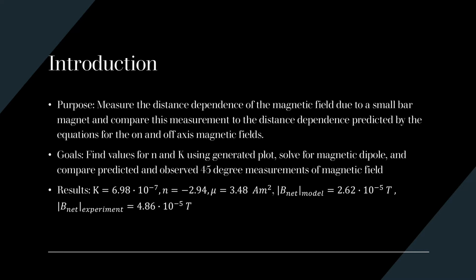My results were that K was equal to 6.98 times 10 to the negative 7th, N was equal to negative 2.94, the magnetic dipole was equal to 3.48. The model predicted that my 45-degree magnetic field would be 2.62 times 10 to the negative 5th teslas, and the experiment showed that it was equal to 4.86 times 10 to the negative 5th teslas.